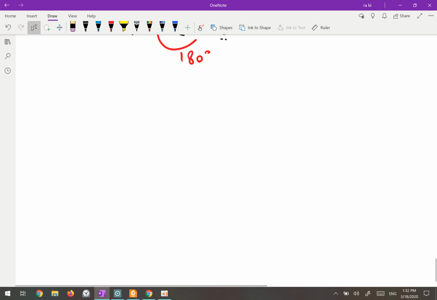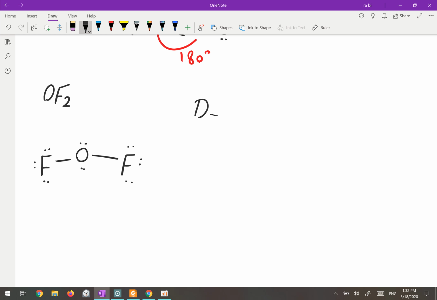The next molecule is OF2. Okay, so the Lewis structure was like this. How many domains do we have in this molecule? Single bond here, single bond here, 2 domains, 2 bonds, plus 1 lone pair here, 1 lone pair here. So 2 plus 2, the number of domains is 4. So you have 4 domains around the oxygen. When you have 4 domains, the electronic geometry is tetrahedral.